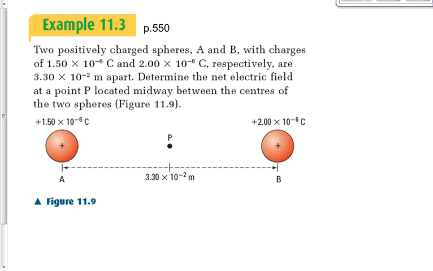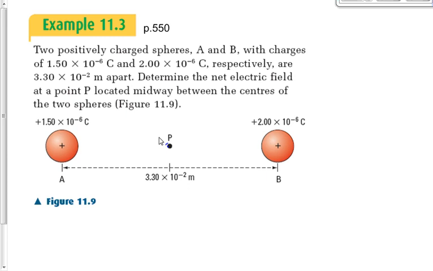So let's read the question and figure out exactly what we want to find here. Two positively charged spheres, A and B, with charges of 1.5 and 2 respectively, are this far apart. What's the electric field midway between? Okay, exactly midway between. What's the field?